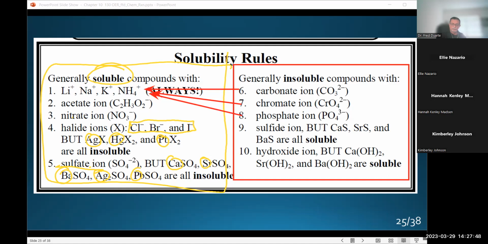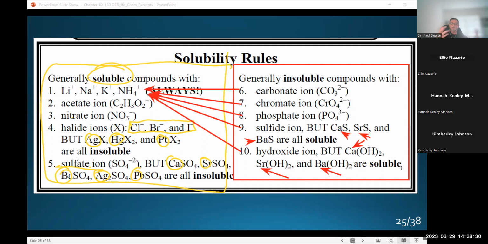The sulfides are also the same, meaning that whatever is bonded to the sulfides, they're normally insoluble unless they are bonded to the big 4 again, and calcium, strontium, and barium. There are 7 examples of sulfides that are soluble. Everything else is insoluble. Hydroxides are very similar. If they're bonded to the 4, they're classified as soluble. Otherwise, they're insoluble, or if they're bonded to calcium, barium, or strontium, which makes them soluble.